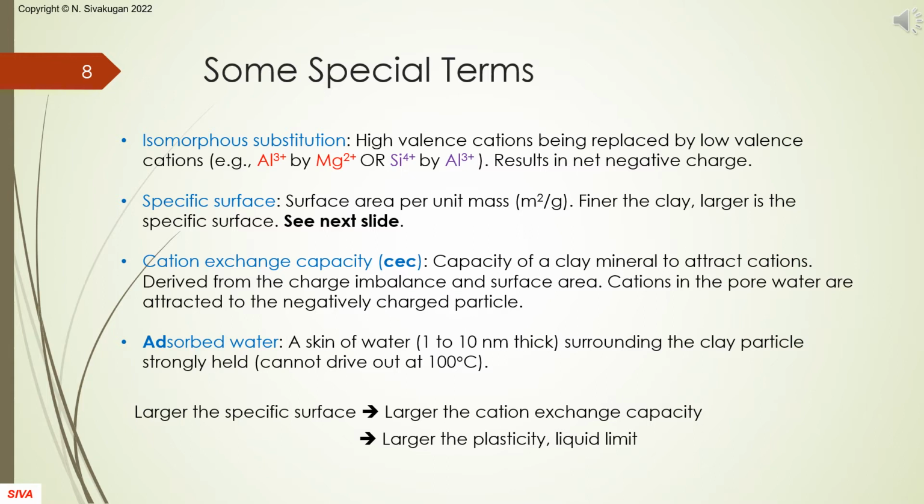Isomorphous substitution happens in clay minerals when high-valence cations are replaced by low-valence cations. That gives the clay particle a net negative charge. Cation exchange capacity is the capacity or ability of the negatively charged clay particle to attract cations.